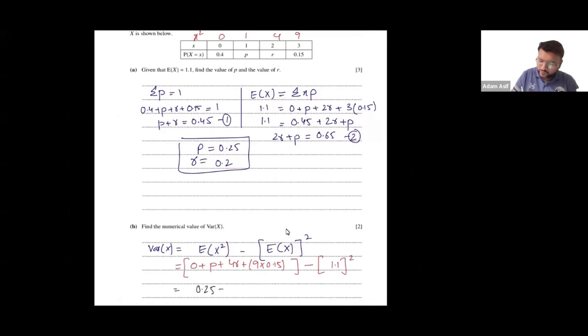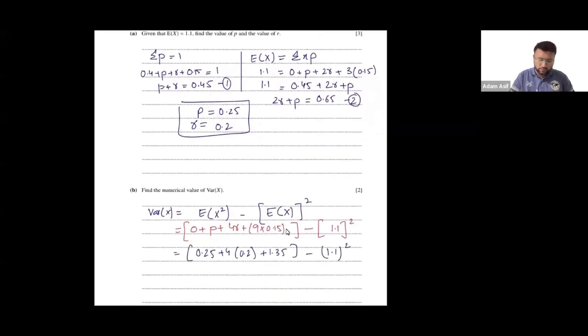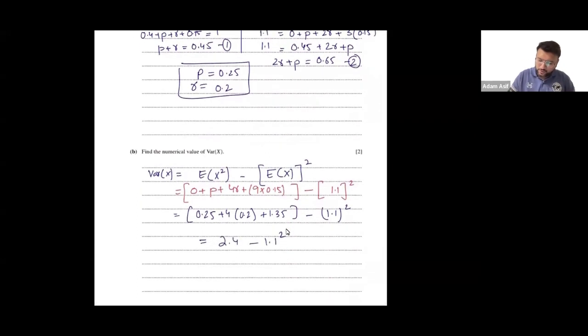P is 0.25, r is 0.2, 9 times 0.15 is 1.35 minus 1.1 squared. 1.35 plus 0.8 plus 0.25 is 2.4. 2.4 minus 1.1 squared. So I'm getting 1.19 as the variance.